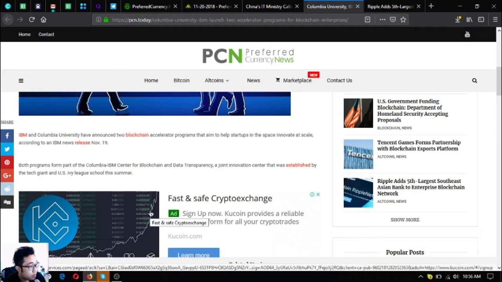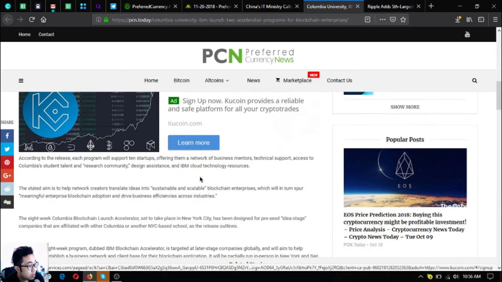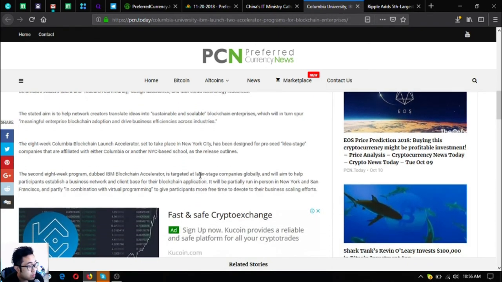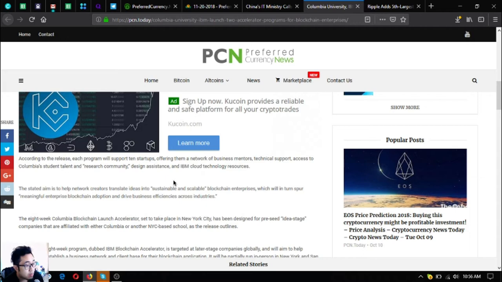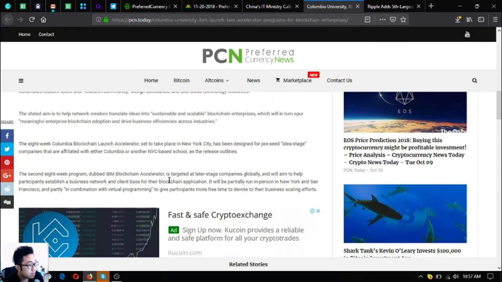Both programs form part of the Columbia IBM Center for Blockchain and Data Transparency, a joint innovation center that was established by the tech giant and US Ivy League school this summer. According to the release, each program will support 10 startups, offering them a network of business mentors, technical support, access to Columbia's student talent and research community, design assistance, and IBM Cloud technology resources. The stated aim is to help network creators translate ideas into sustainable and scalable blockchain enterprises, which will in turn spur meaningful enterprise blockchain adoption and drive business efficiencies across industries.